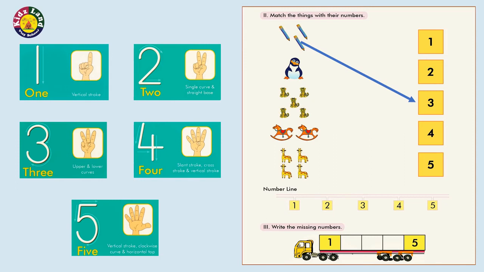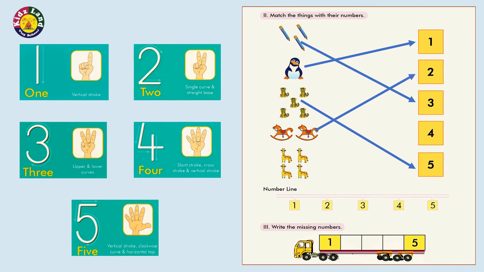The next one is the penguin. It's only 1 in count, so I'm going to draw the line from the penguin to the number 1. Very nice. Next one is the tigers. Let me quick count how many tigers are there. 1, 2, 3, 4 and 5. So we have to draw the line from the tigers to where? To number 5. Good. The next one is the horses. I can see 2 horses, so nicely I am drawing the line from the horses to number 2.